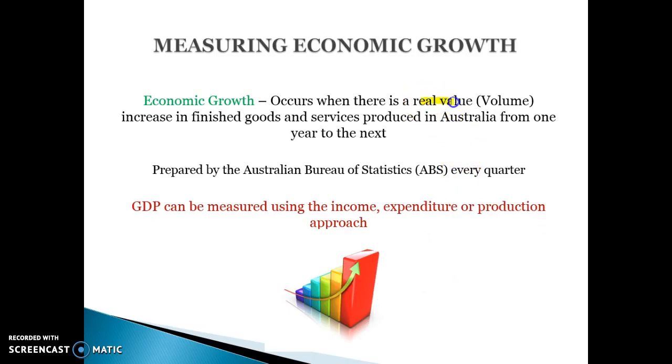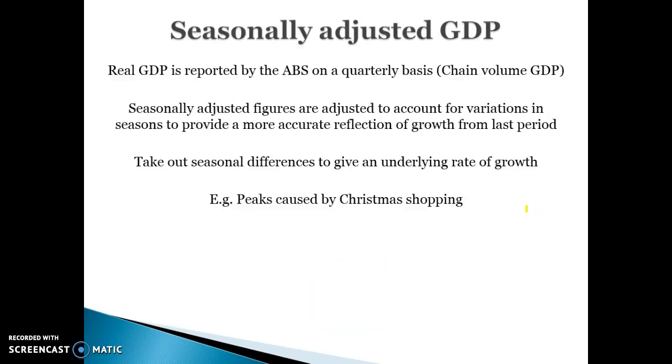Two good terms to use: real value, not volume, and finished goods. They're generally prepared every single quarter, every 3 months, and they can be prepared using the income, expenditure or production approach. They all should be fairly similar. Real GDP is reported by the ABS on a quarterly basis. They're using the chain volume GDP, but they generally use what we call seasonally adjusted figures.